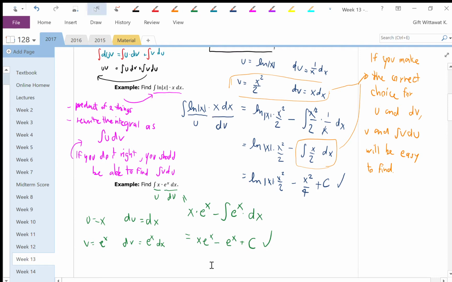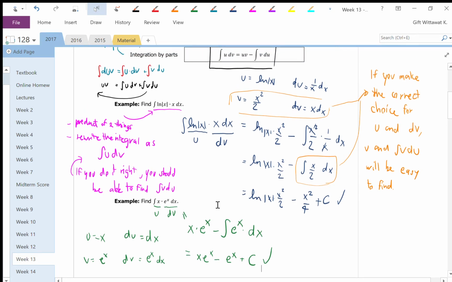So again, here I made the right choice of u and v, and as you can see, once you make the right choice, once you put in the formula, everything just comes into place. So u times v is x times e to the x. That looks simple. The integral of v du is going to be just the integral of e to the x dx. So that looks simple. Again, you integrate this, you get e to the x. And that gives me the final answer.